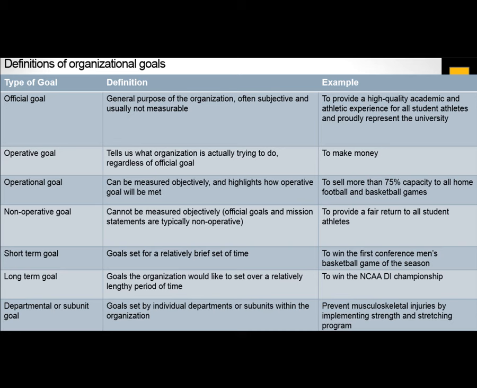A long-term goal is going to be something that goes over a relatively lengthy period of time. So instead of just winning that first basketball game of the season, we're looking to win the NCAA Division I championship. Finally, we look at departmental or sub-unit goals. These are goals set by individual departments or subunits within that major organization. So for us in the athletic training department, as part of the athletic department, we want to prevent musculoskeletal injuries by implementing a strength and conditioning program.